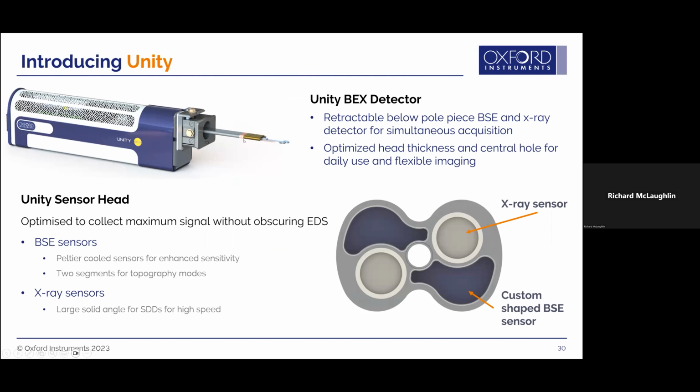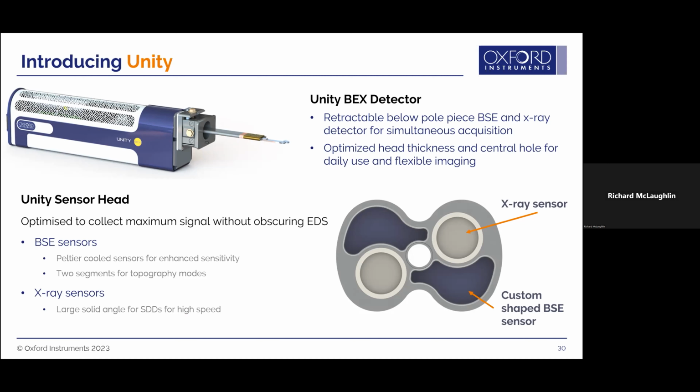It's a flat detector that, if you insert it, goes underneath the pole piece. If you're familiar with a regular backscatter detector, it's in that position. It's retractable, and it's really useful. You can do just regular backscatter imaging if you want, or you can use the EDS detectors at the same time. Backscatter imaging is very good. One of the reasons is that the sensor head is Peltier cooled, so that increases the sensitivity of the backscatter detector.